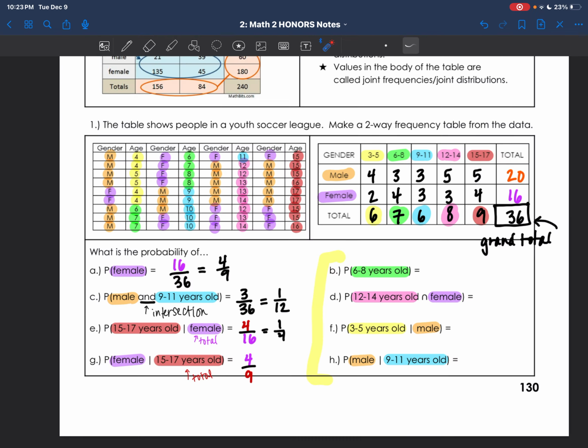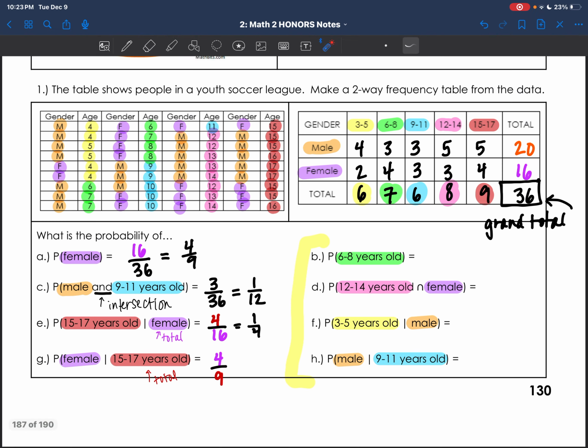All right, now let's get started since I organized the information for you. And we want to know what's the probability that it's a female. Now, it's just asking for females out of everybody. So what we're going to do is we're looking at the female total, which is 16. And that's out of everybody, which is 36, and simplify.